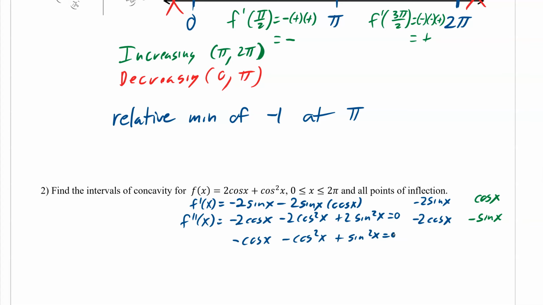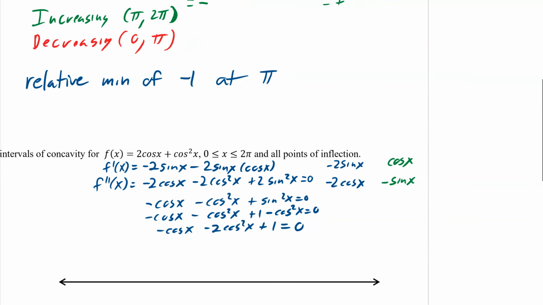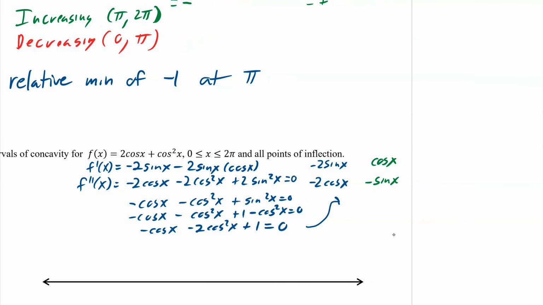And then if you remember solving these, we like to make them all the same trig ratio. So we're going to turn our sine squared into cosine using our Pythagorean identity. So this would be 1 minus cosine squared x. And so now we have negative cosine x minus 2 cosine squared x plus 1 equals 0. And so that is a quadratic. So I'm going to take it over here to finish it, putting them in order. So this would be negative 2 cosine squared x minus cosine x plus 1 equals 0. Dividing everything by negative to make the leading term positive.